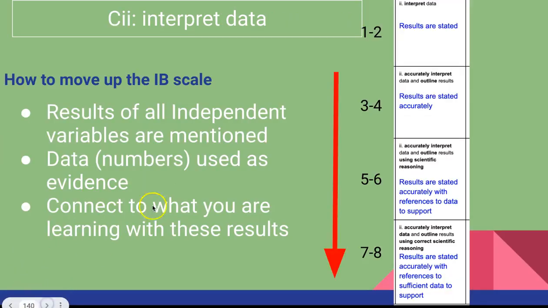So just looking at moving up the IB rubric here, making sure that the results are mentioned, they're discussed, you've included the actual data, and you've made connections between the results and the learning that's being done along with whatever the experiment is. So including a little bit of science behind why you think these are the results that you got from your experiment. So good luck in interpreting your data.